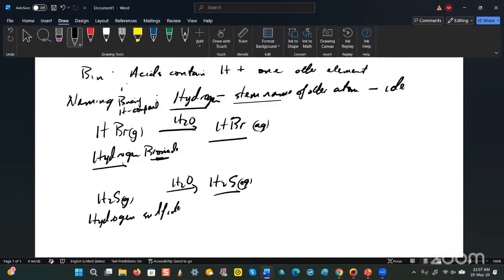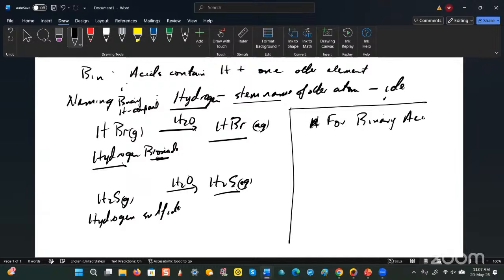So the rules for naming the acidic solution are different from the rules for naming the original hydrogen compound. So let me put in this corner right here the rules for naming binary acids. And this is where the hydro comes in. For binary acids, let me write that down first. For binary acids, the rule is that you start off with hydro, then the stem of the name of the other atom, and then ic acid.